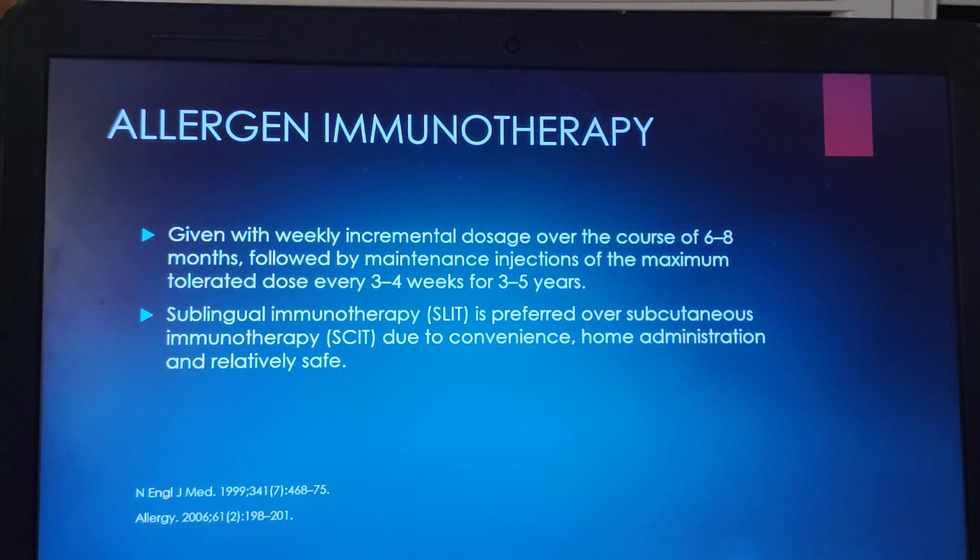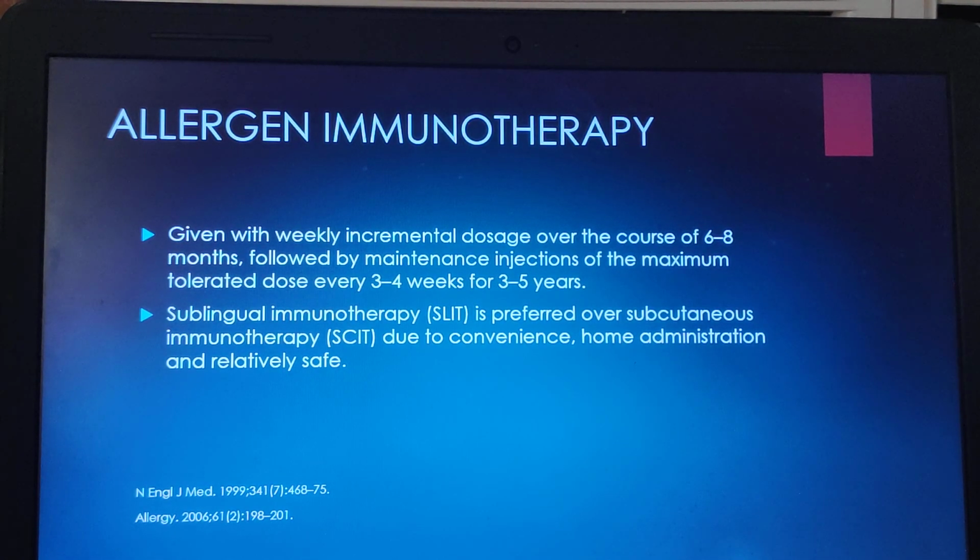The allergen immunotherapy is given weekly, where the dose of allergen is gradually increased over the course of 6 to 8 months, followed by maintenance injection of maximum dose every 3 to 4 weeks for 3 to 5 years. So it's a treatment where a lot of patience and a lot of supervision is required. This is for injection.